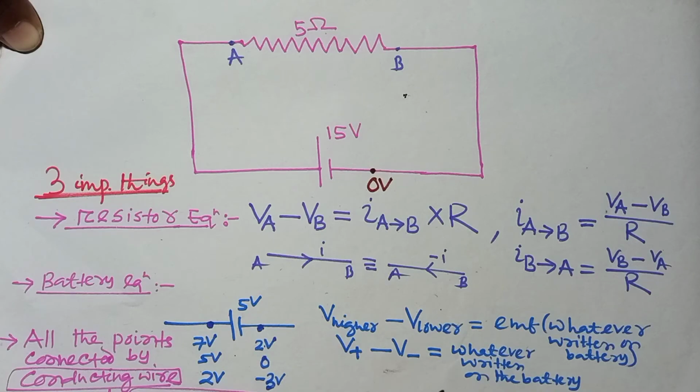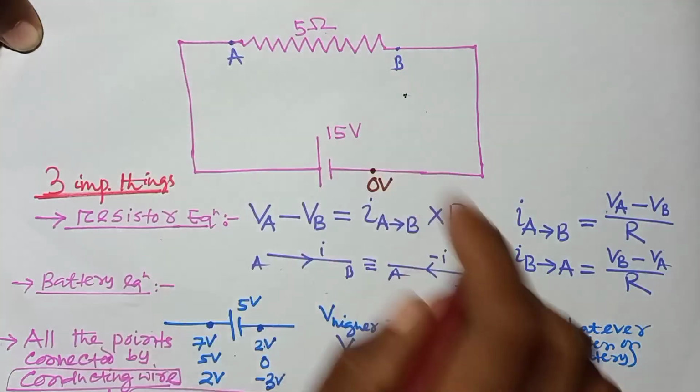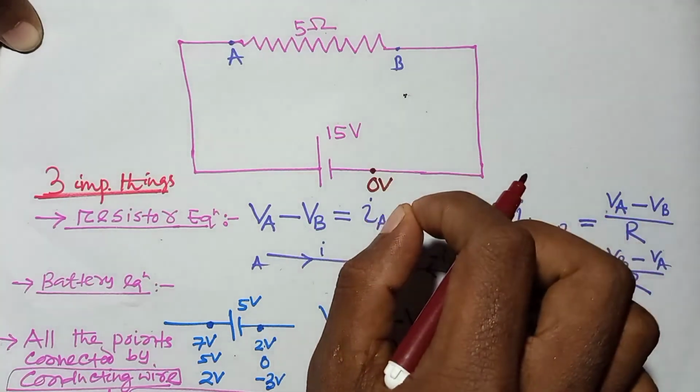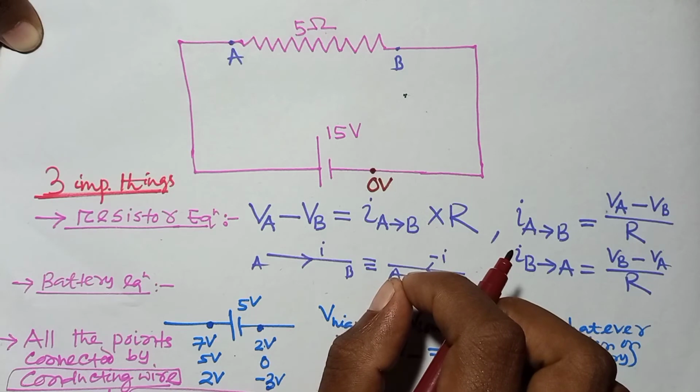Okay, what you have to do, you have to take the potential of any one point of this electrical circuit to be 0 volt. Okay, सर्किट के किसी भी एक पॉइंट का पोटेंशियल को 0 वोल्ट मान लेना है. ठीक है ना.